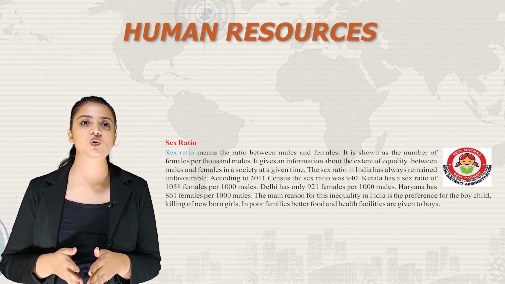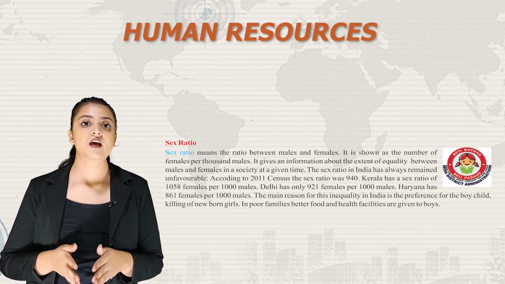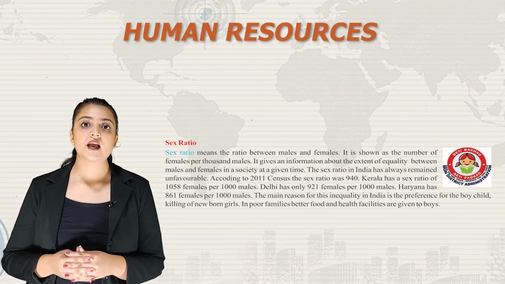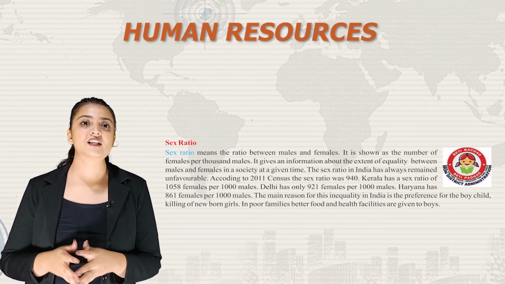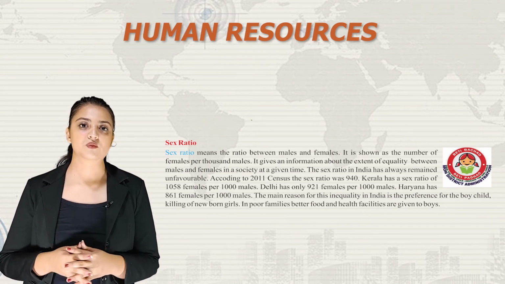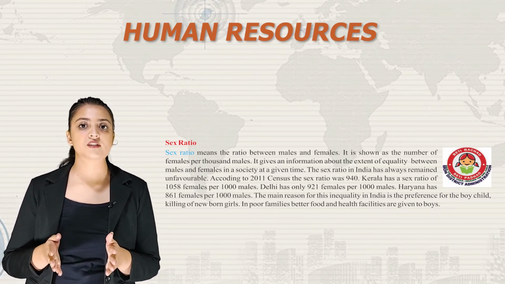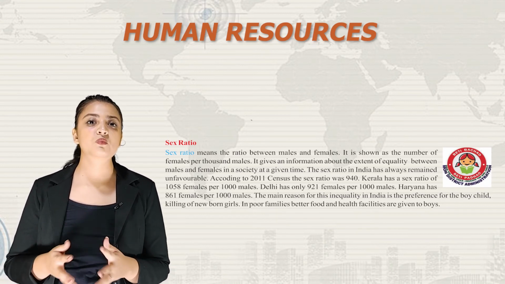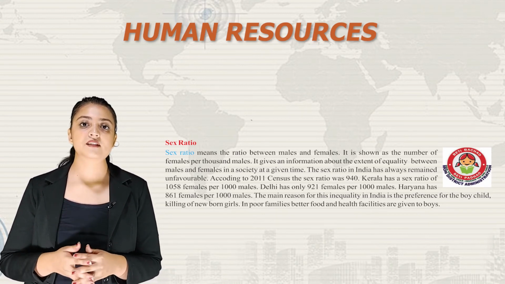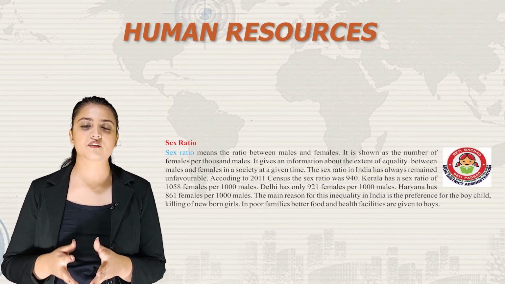Kerala has a sex ratio of 1058 females per 1000 males. Delhi has only 921 females per 1000 males. Haryana has 861 females per 1000 males. The main reasons for this inequality in India are the preference for the boy child and the killing of newborn girls. In poor families, better food and health facilities are given to boys.